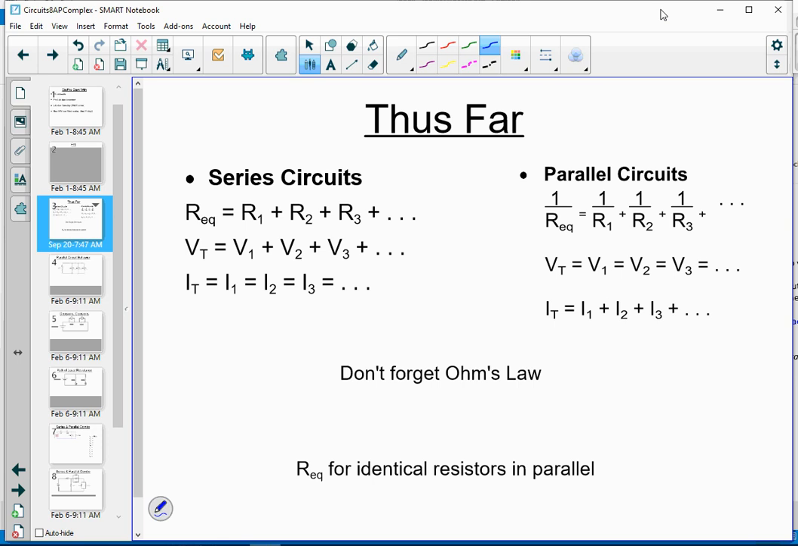All right, now that we've studied series and parallel circuits, it's time to combine the two into what are known as series and parallel combination circuits. Before we do that, however, it's helpful to review the rules for both series and parallel circuits, especially as it pertains to the potential difference rule and the current rule.